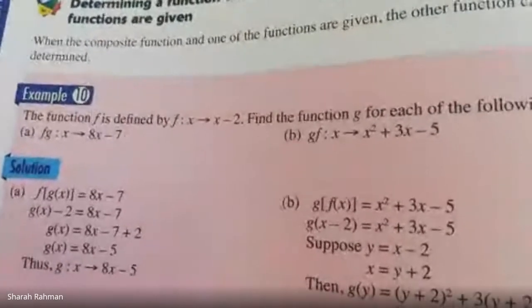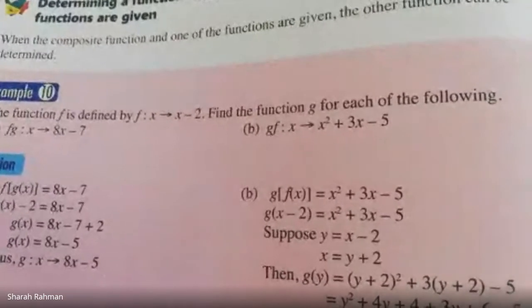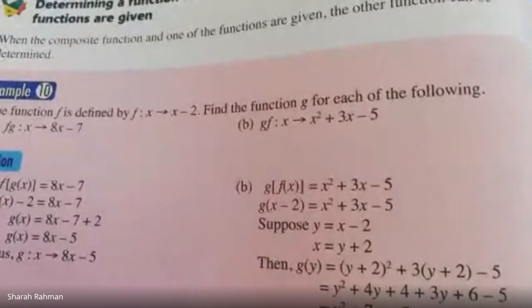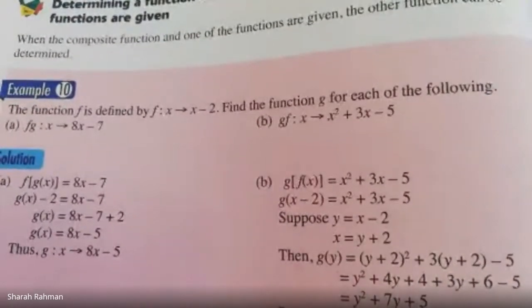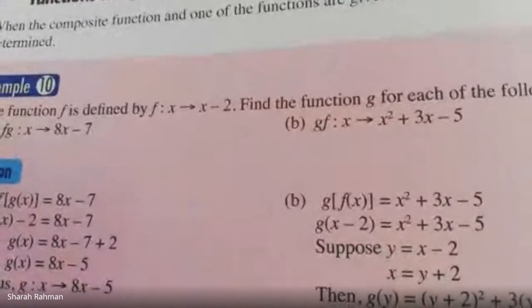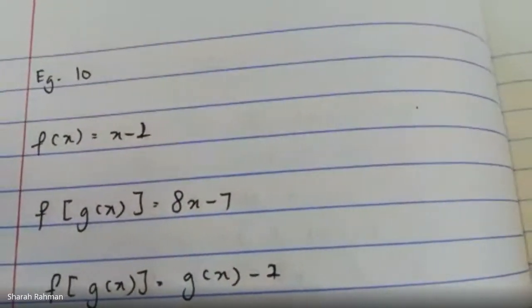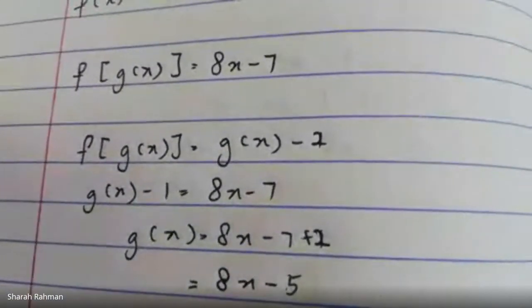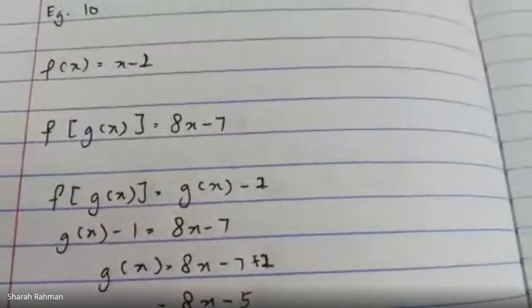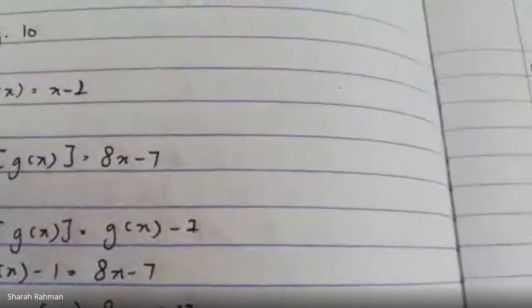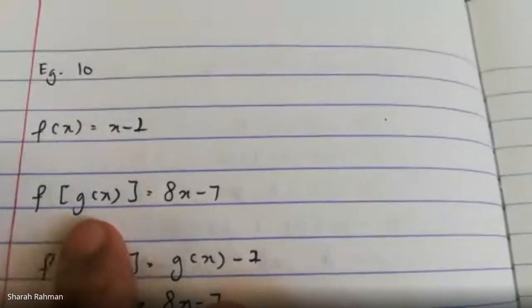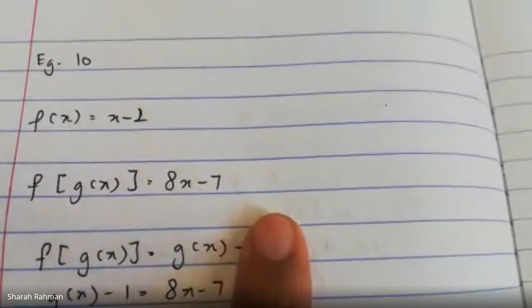Question 10. The function f is defined by f(x) equals x minus 2. Find the function g for each of the following, which is a, fg(x) is 8x minus 7. So first of all, we have the f. We don't have g(x). We only have f(x). We don't have the function g(x). So we want to find what the function g(x) is now, given fg(x) equals 8x minus 7.